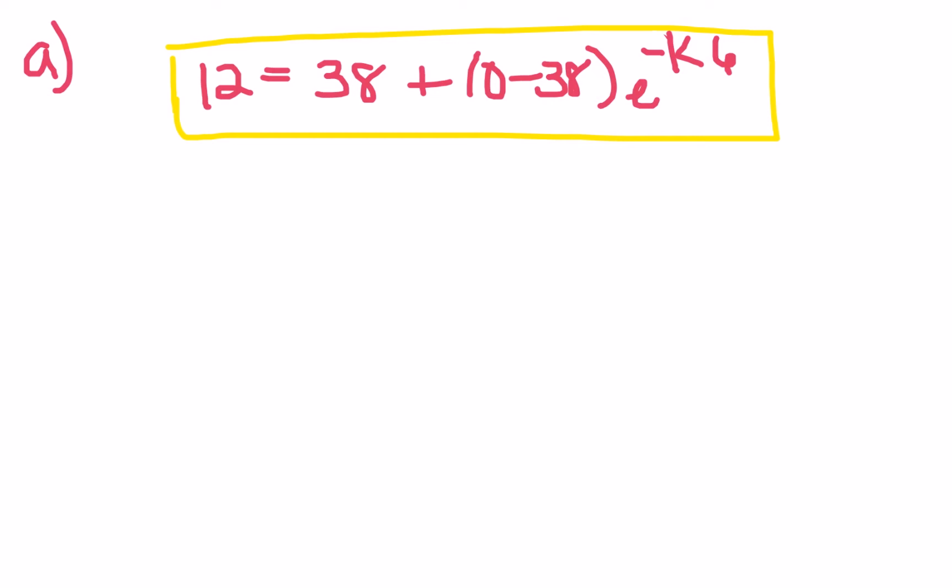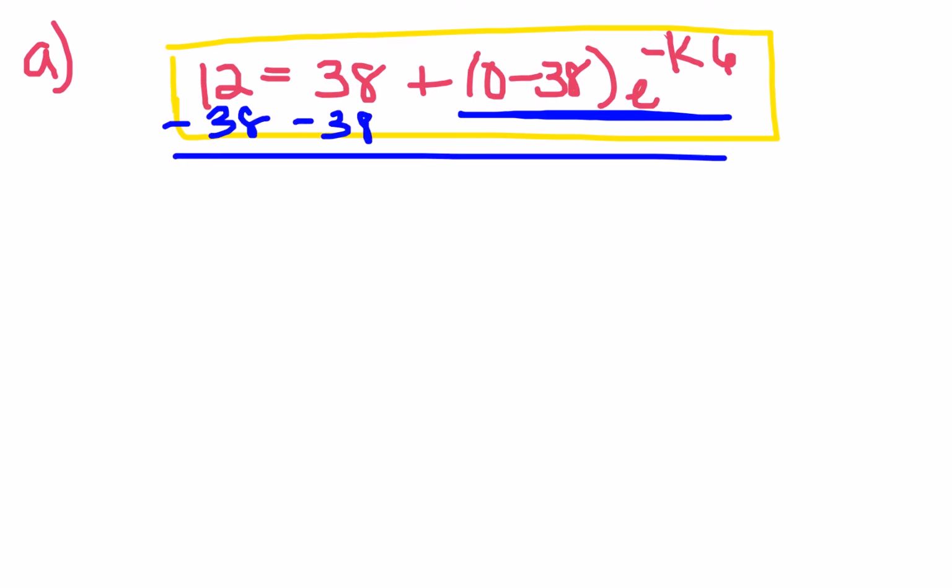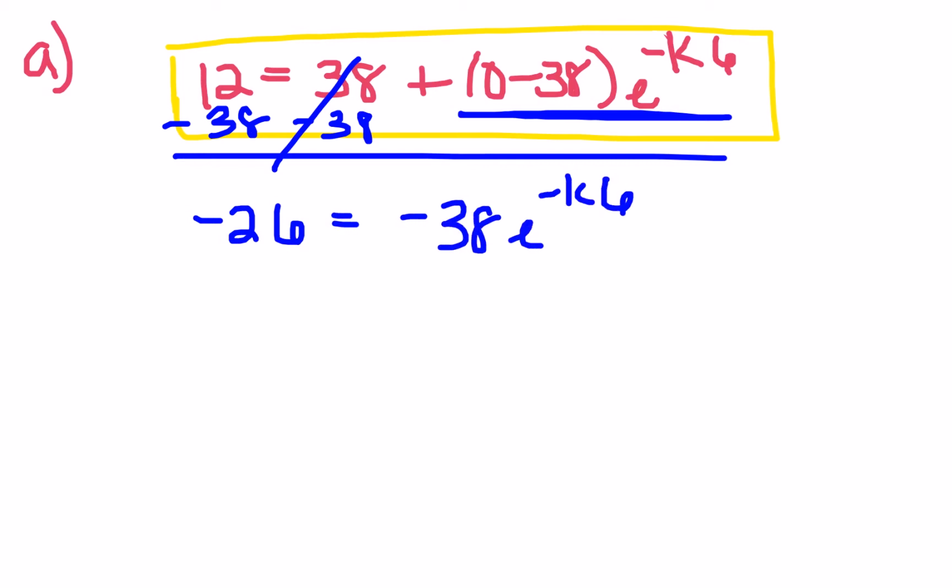So the first thing I want to do is isolate my base and my exponent, which is a regular exponential equation. Subtract 38, subtract 38. You're going to end up with 12 minus 38, which gets you negative 26, equals negative 38 e to the negative k times 6. Now, negative 38, I got that because it's 0 minus 38, and that just gets you negative 38. And you want to continue to isolate the base and the exponent. The base in this situation is e, and negative k times 6 is your exponent. So I'm going to divide by negative 38.